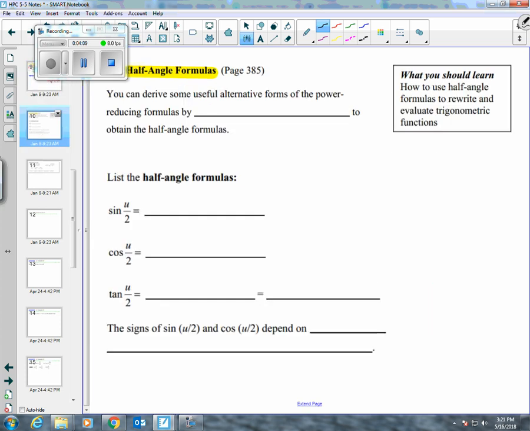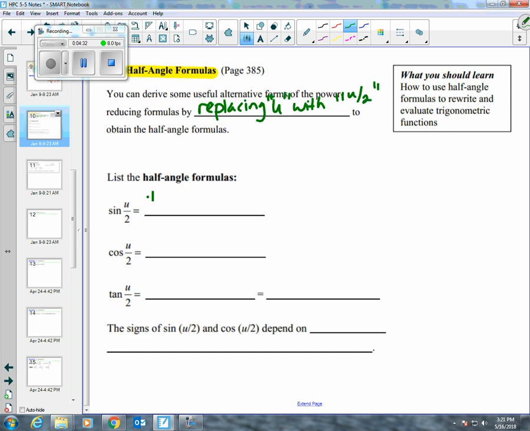So we can actually write those out. We get these alternate forms by replacing that u with a u over 2. And that u over 2 then becomes that half angle. That looks terrible, I can't even read that myself. So that becomes the half angle formula that we're going to talk about.